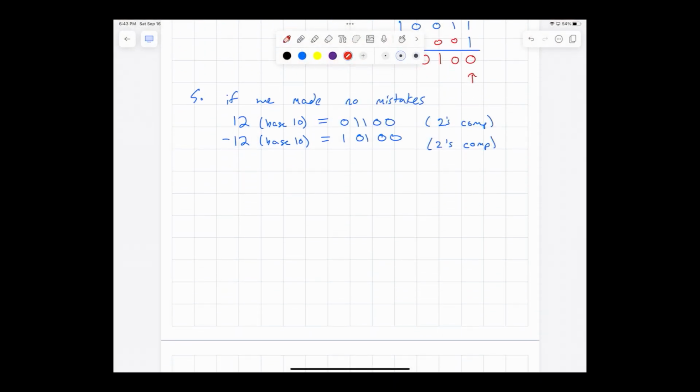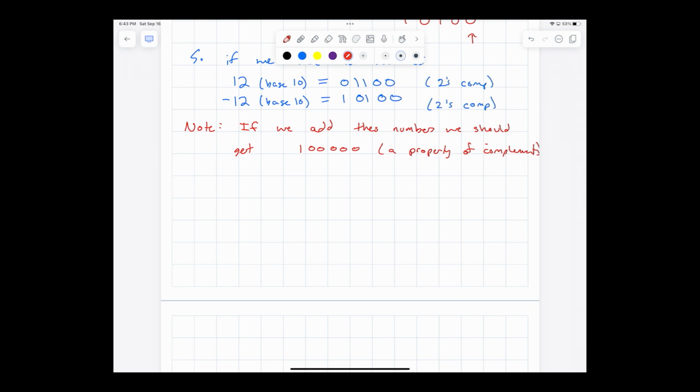Note, if we do binary addition of these numbers, we're supposed to get 1 and then 1, 2, 3, 4, 5 zeros. That's just a property of 2's complement numbers, or a property of complements here. So that's a property that we should have. So let's just check it real quick.